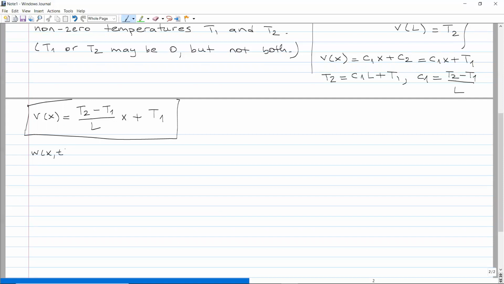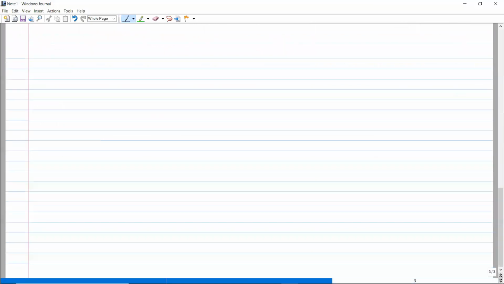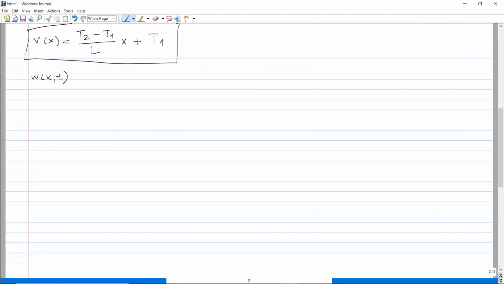We need to find this function w. Now, w is just u of x,t minus v of x. So w is going to satisfy the main equation. The partial derivative with respect to t of w is going to be the partial derivative of u with respect to t, because v doesn't depend on t. It only depends on x. So its derivative with respect to t is 0.